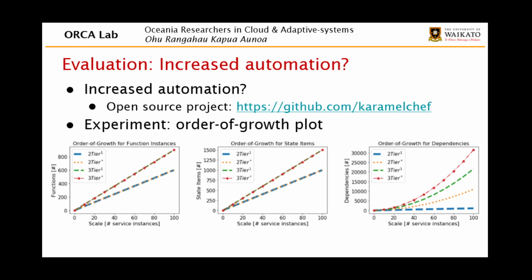And the second thing is to take a look at the order of growth plots for a system running under this new way of modeling cloud operations. So this project is actually an open source project called Caramel, and it's built on top of Chef, which is one of those manual orchestration approaches, and we can see how the system scales in terms of number of functions and state items as we increase the number of instances. We get nice linear scaling here and some polynomial scaling with respect to dependencies.